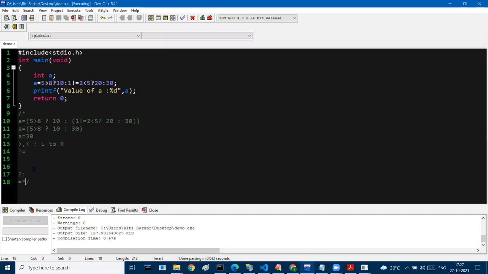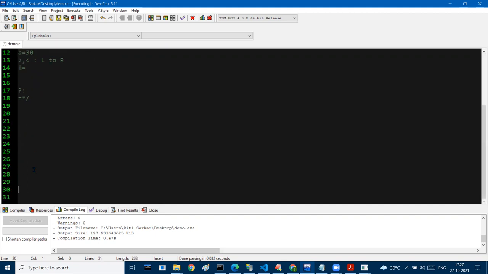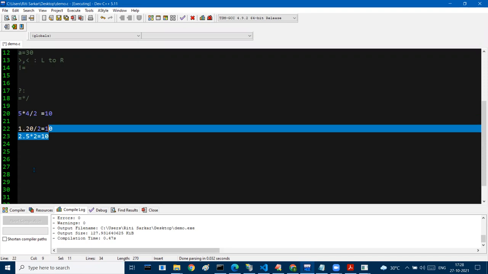Now suppose, for example, you say 5 into 4 by 2. What is the answer? Everyone will say the answer is 10. Suppose you say, sir, 5 into 4 is 20, 20 by 2 is 10. Another fellow says 5 into 4 by 2, 4 by 2 is 2, and that's why the answer is 10. Anyhow you come, the answer is 10.